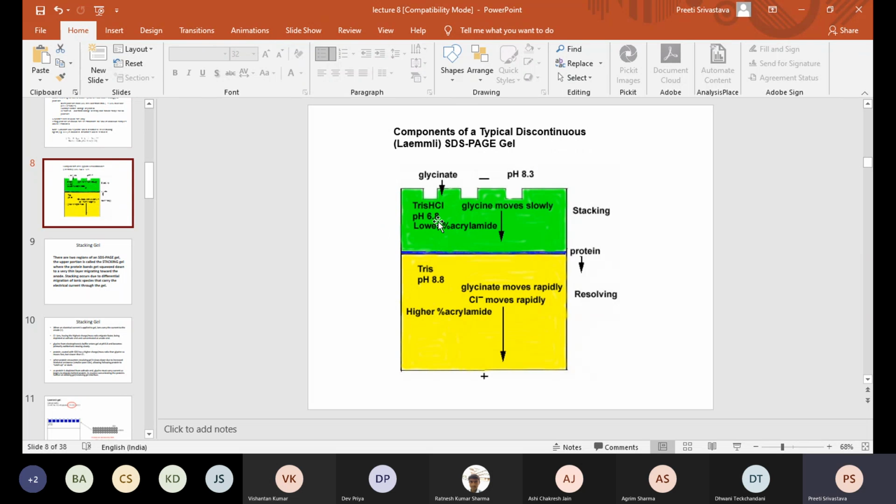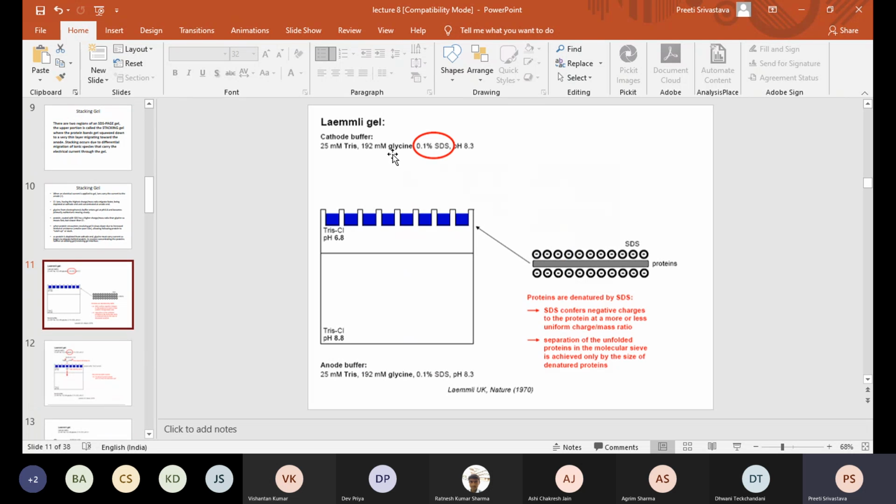So what you see is the pH of the stacking gel is 6.8, lower percentage acrylamide. The bottom gel is pH 8.8. So the moment the glycinate ions enter over here, don't pay attention to the concentrations, just have a look at the reagents which are used. SDS I told you is used. The dyes I am going to discuss in a second. The blue dye is actually the loading dye with which the samples are mixed, right?